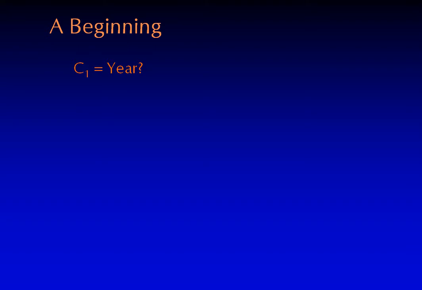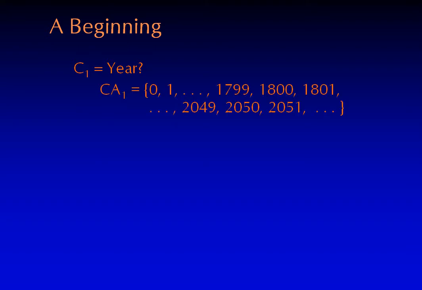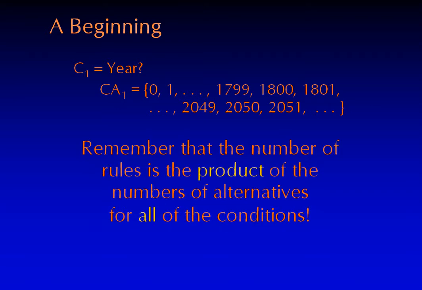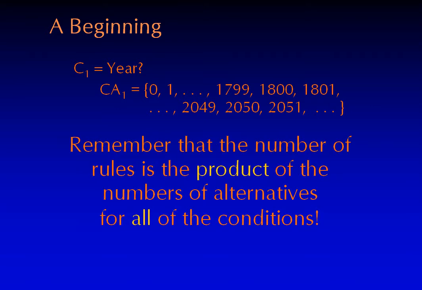The question for the first condition is, what year has been input? In shorthand, we'll just represent it like this. And this is its set of alternatives. Whoa! Remember that the number of rules is the product of the number of alternatives for all of the conditions. So if each condition has a large number of alternatives, the number of rules will be astronomical. And remember that we have to examine every rule in detail.